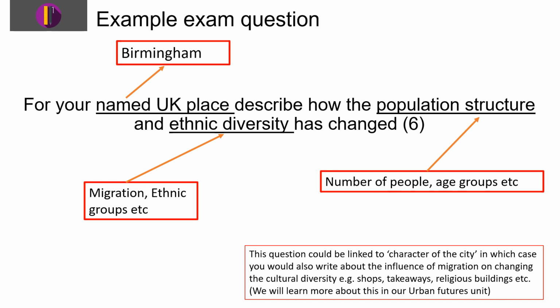This question could also be linked to the character of the city, in which you would also write about the influence of migration on changing cultural diversity, e.g. shops, takeaways, religious buildings and so on. And we'll talk about this in our Urban Futures unit. Pause the presentation for a few minutes and have a go at this 6-mark question. 6-mark questions should roughly take you around 8 minutes to complete.